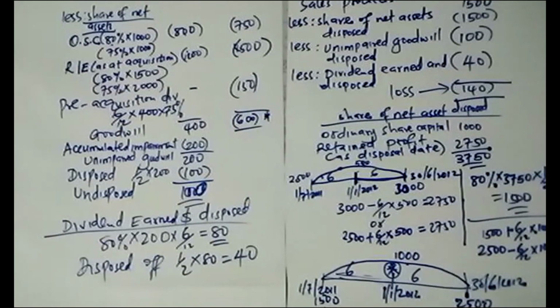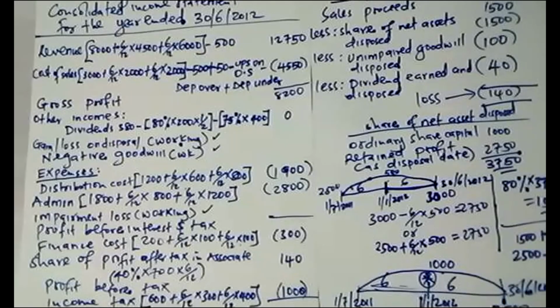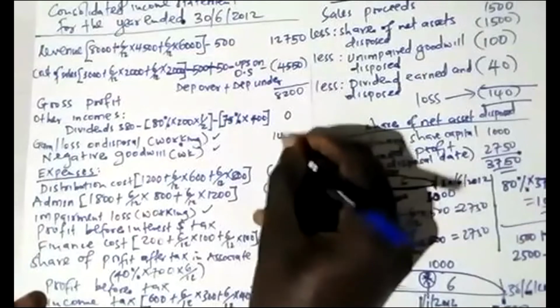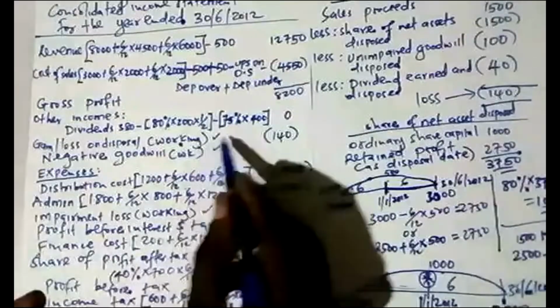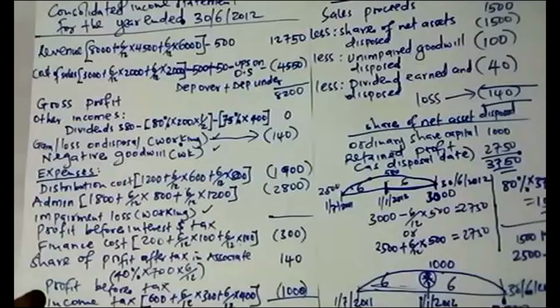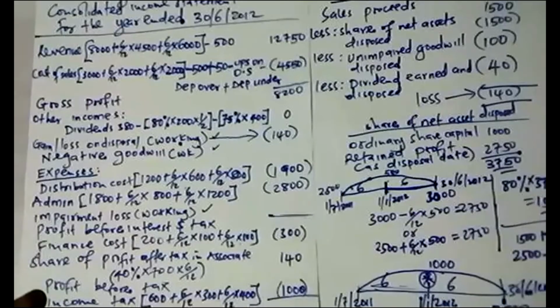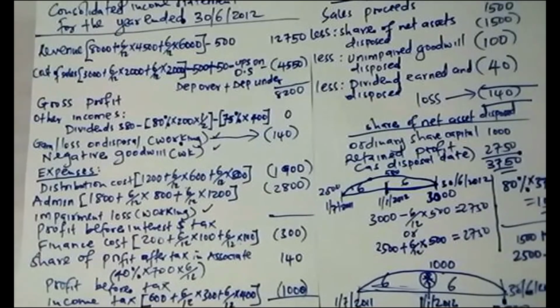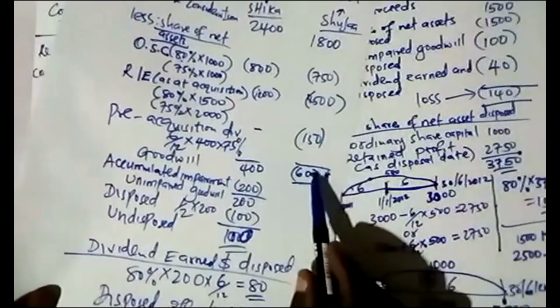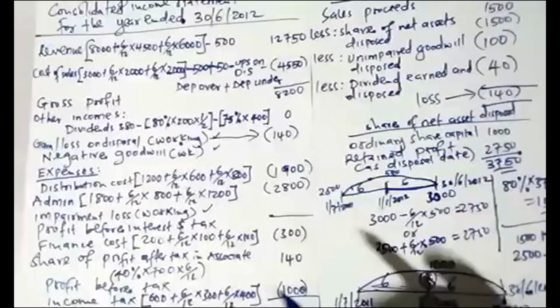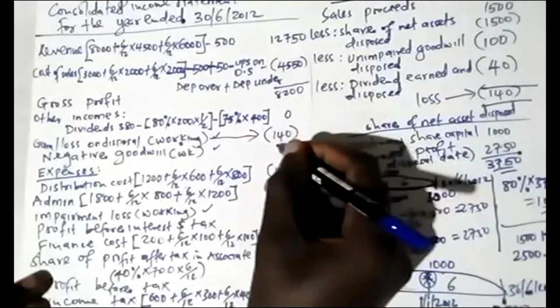So which means that the loss will be recorded in the income statement as an expense. So we record here 140. So this is what I was looking for. Then if we got a negative goodwill, remember we got a negative goodwill of 600. This one for Shuja. So the 600 will be recorded as an income.